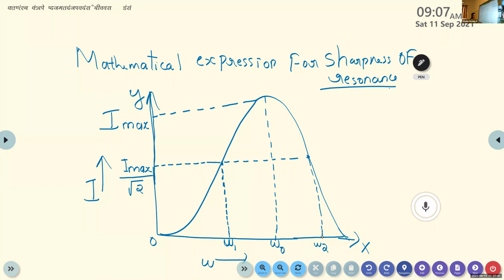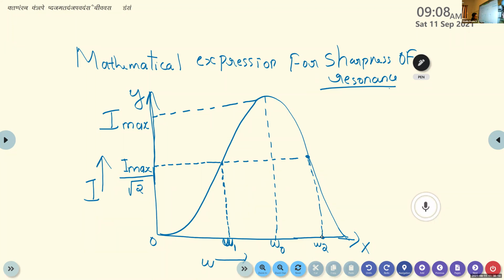So here we consider two values for current. One is at the upper half cycle, corresponding to a frequency of omega 1, and we don't know the value of current, so suppose we imagine that the corresponding value is I maximum by root 2. Similarly, we consider the value of current in the lower half cycle corresponding to a frequency of omega 2, with the same value, I maximum by root 2.